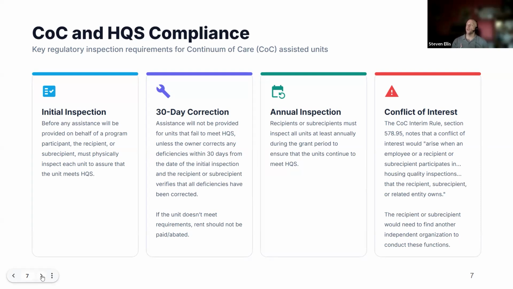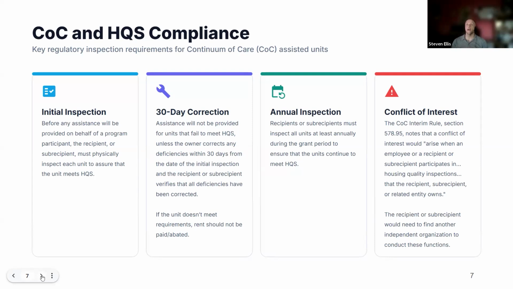You all need to make sure you're doing an annual inspection. Some HUD programs don't require an annual inspection, particularly some of the PIH programs like HCV or Section 8. That does not apply to CoC, so it doesn't matter if the unit's perfect, right? You have to go back every year. You can't punt and do it every 2 or 3 years. It must happen annually.